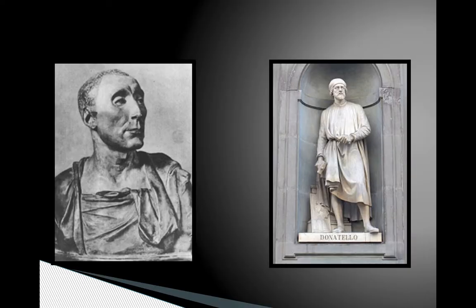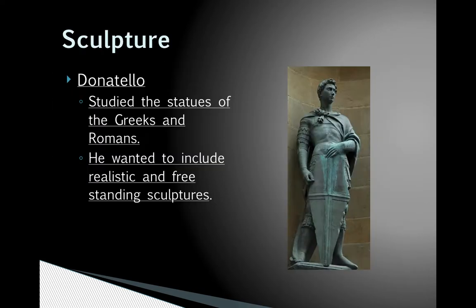So we're going to look at Donatello first. This is a picture of Donatello, of what he actually looked like, and then a statue of him later on in his life. Donatello was more about statues. He studied the statues of the Greeks and the Romans, and he wanted to do a freestanding sculpture. Oftentimes statues were built into columns, but in this case, as you can see with this statue here, the statue is freestanding, meaning it's not connected to a wall; it stands on its own.